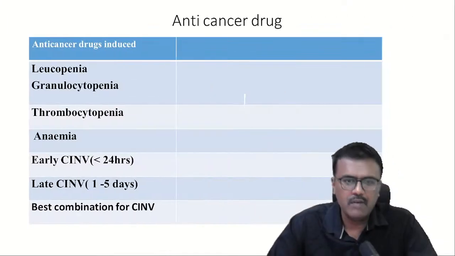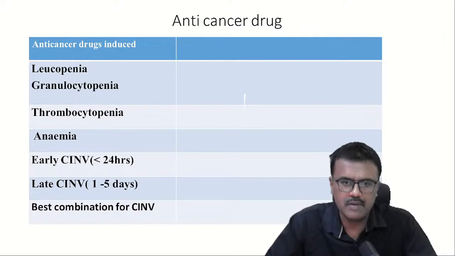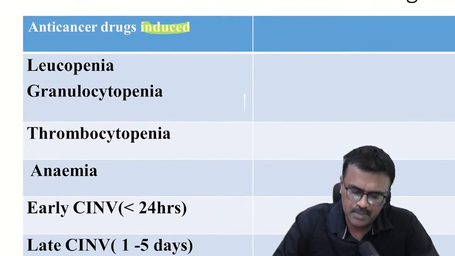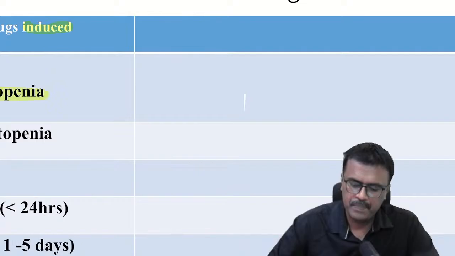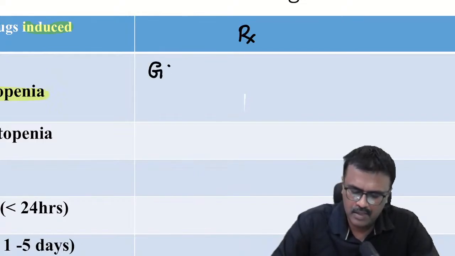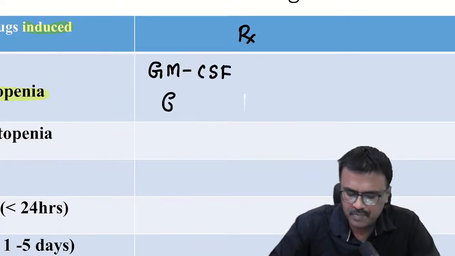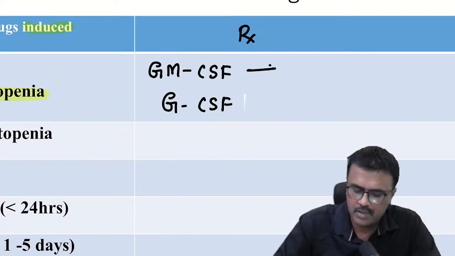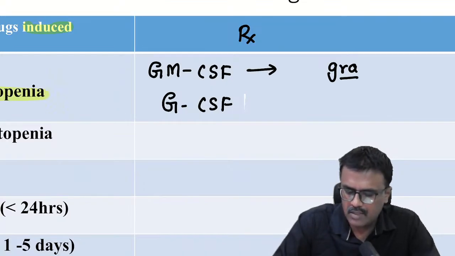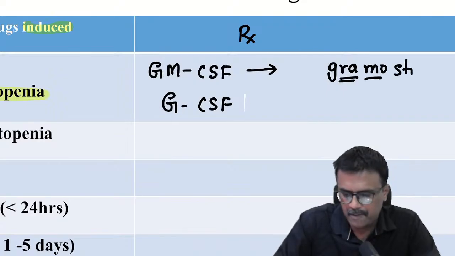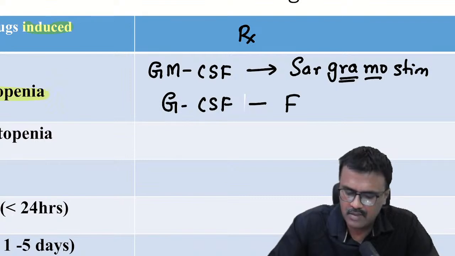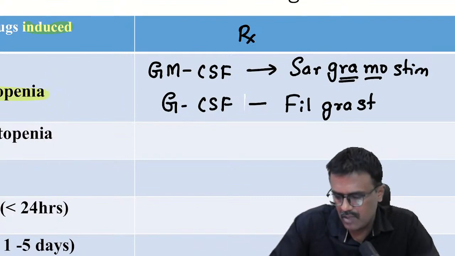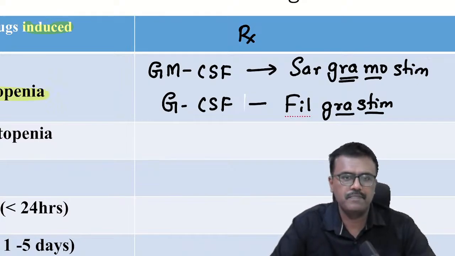Okay. So whenever we give anti-cancer drugs, there are certain common adverse effects because anti-cancer drugs will also kill the normal cell. So when you use anti-cancer drug, patient may suffer with leukopenia, granulocytopenia, decrease in WBC, neutrophil. How do you manage? So we have GM-CSF analog and G-CSF analog. What's the name of the drug? The name is granulocyte monocyte stimulator. So the name is sargramostim. G-CSF is granulocyte stimulator, filgrastim. This is the point. Filgrastim.